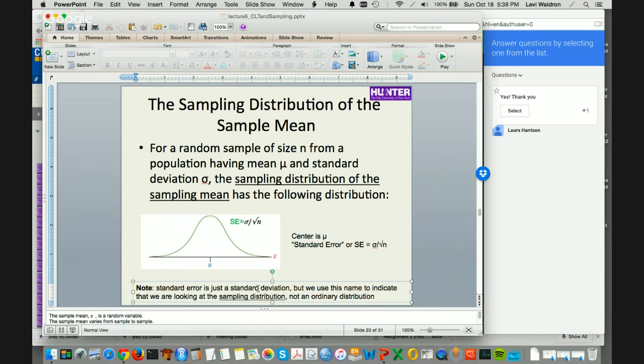And for a normally distributed population, it will look like this for not very large n. For an extremely non-normal population distribution, it will only look like this for larger n.